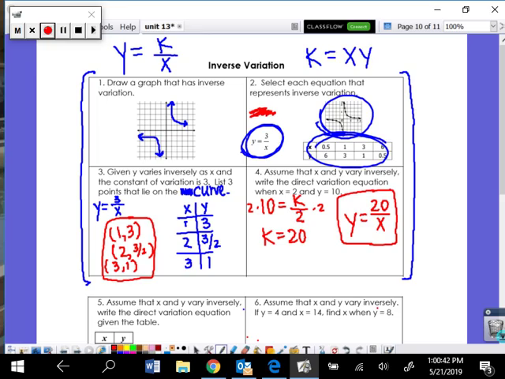Number 3, we want to write your equation, set up a table, and solve. Choose your own x values or inputs to get your outputs, your y's. And then 4, you're setting up an equation by plugging in the x and the y given, solving for k, and then plugging the k back into your original equation. So you would have y equals 20 divided by x.